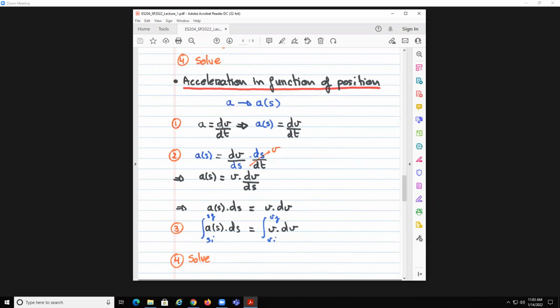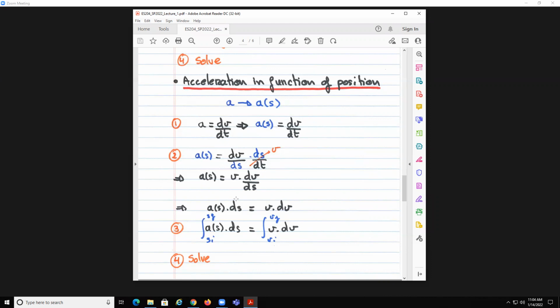One, kinematic equation, A equal dV/dt. In our case, A is a function of position, equal dV/dt. Second step, separation of variables. The problem here is that we have S, V, and T, so we need to eliminate that T. If we use the chain rule, we have A of S equal dV/ds times ds/dt. We know that ds/dt is velocity. So A of S equal V dV divided by ds.